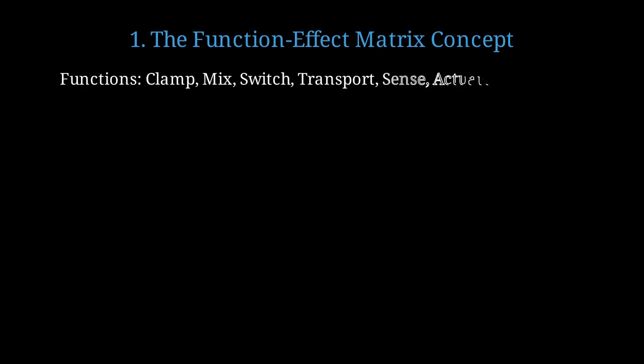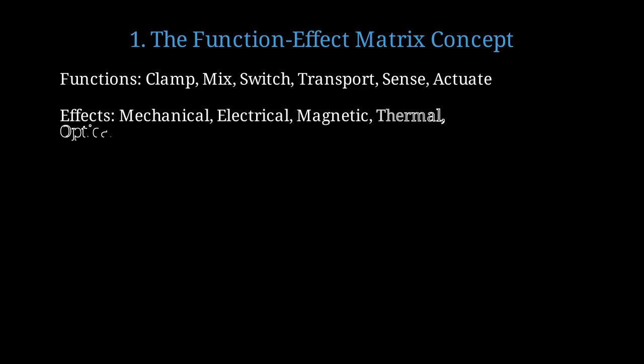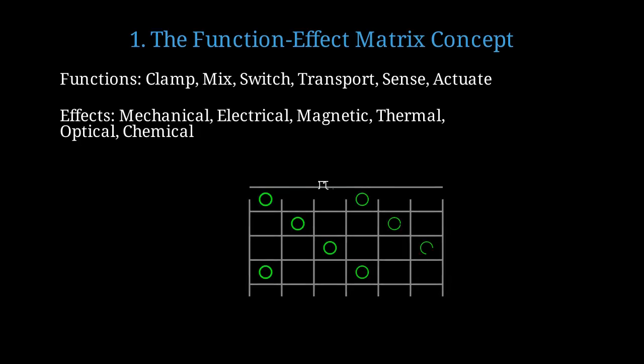Every engineering system performs functions such as clamping, mixing, switching, transporting, sensing, and actuating. Each function can be implemented using various physical effects including mechanical, electrical, magnetic, thermal, optical, and chemical phenomena. This matrix shows how different functions can be achieved through various effects. Green dots represent feasible combinations.